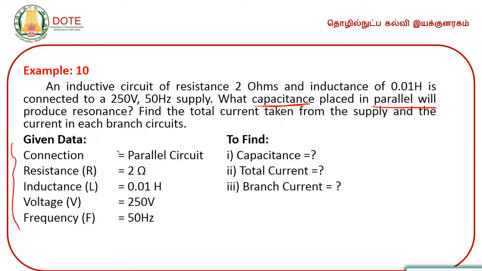The connection is a parallel circuit, resistance value is 2 ohms, inductance is 0.01 Henry, voltage is 250 volts, and the frequency value is 50 hertz. We need to find out the capacitance, total current and branch current. So, this capacitance value will be for a condition of resonance.